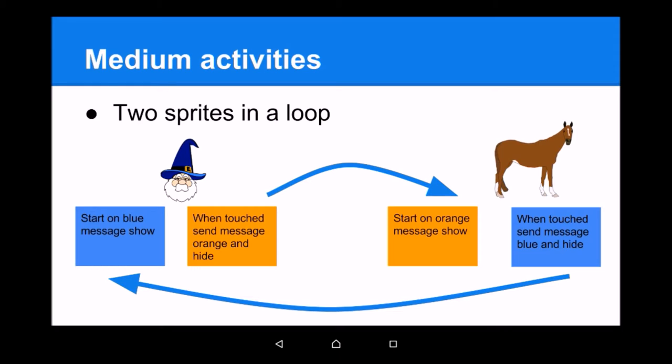So you can see this is the start of a loop. Once the horse has said the message blue, the wizard, who's been hiding, remember, then shows on the screen and then says the message orange and so on.